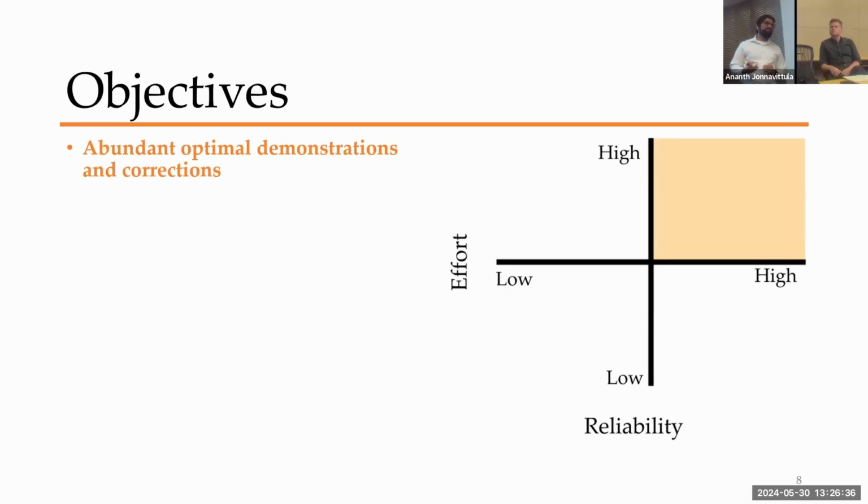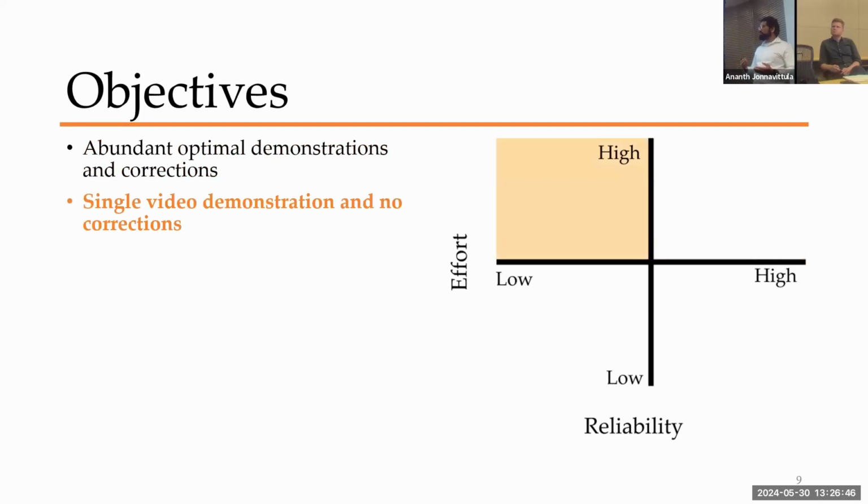The first of which is probably the ideal case, where there's a perfect demonstrator and they're happy to show as many demonstrations and corrections as needed for the robot to learn. Then we move on to slightly more difficult scenarios where the demonstrator does not have time. So they just provide a single video demonstration and then leave. That's pretty much it. So we want to see if the robot can still learn from it.